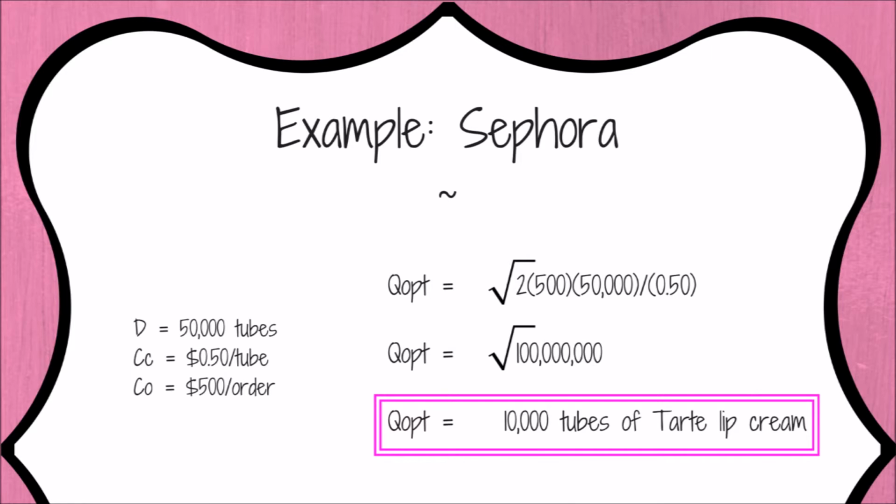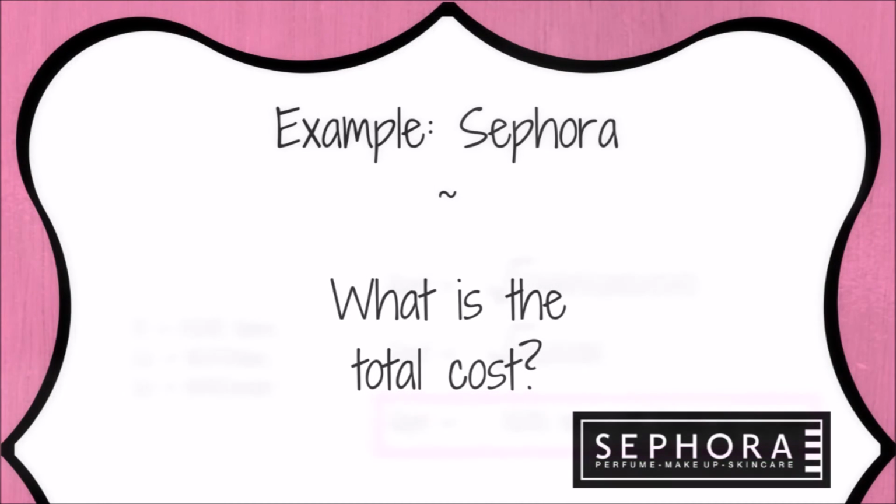From looking at this problem, we know that demand is 50,000 tubes, carrying cost is 50 cents per tube, and ordering cost is $500 per order. So you just multiply 2 by 500 by 50,000. Then we divide that by 0.5, which is 100 million, and the square root of that is 10,000. So the optimal order quantity would be 10,000 tubes of lip product.